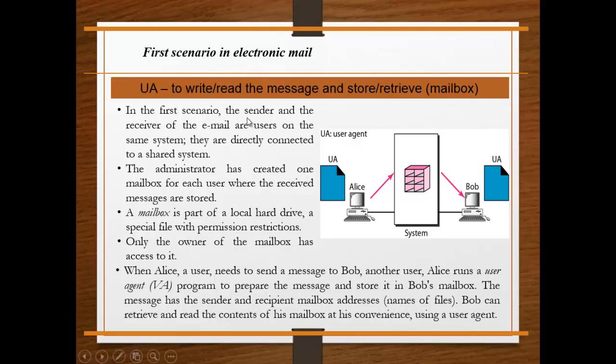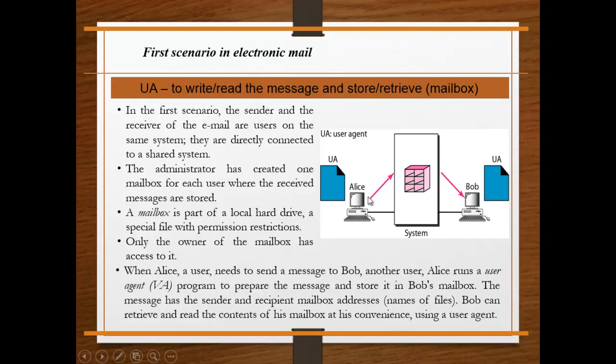So in the first scenario, the sender and receiver are on the same system. They are connected to a shared system. The administrator has created one mailbox for each user where the received messages are stored. The mailbox is a part of the hard disk. A portion, this much capacity, will be given to one person, this much to another person, and so on. But to open the mailbox, there is a restriction: only the owner can access it. So here in this example, Alice and Bob are the two people.